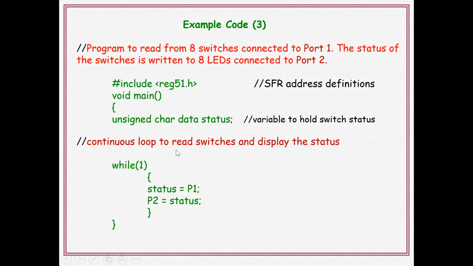So always write a continuous loop to read switches and display the status. Continuous loops can be written with the help of while(1) or for(;;). Here I selected while(1). Whatever the port 1 status, that is read into the variable status. And that status is loaded into port 2. Assume that port 2 is connected to LEDs. Then automatically the port 1 value is displayed on the LEDs. So this is the way of writing embedded C programming.